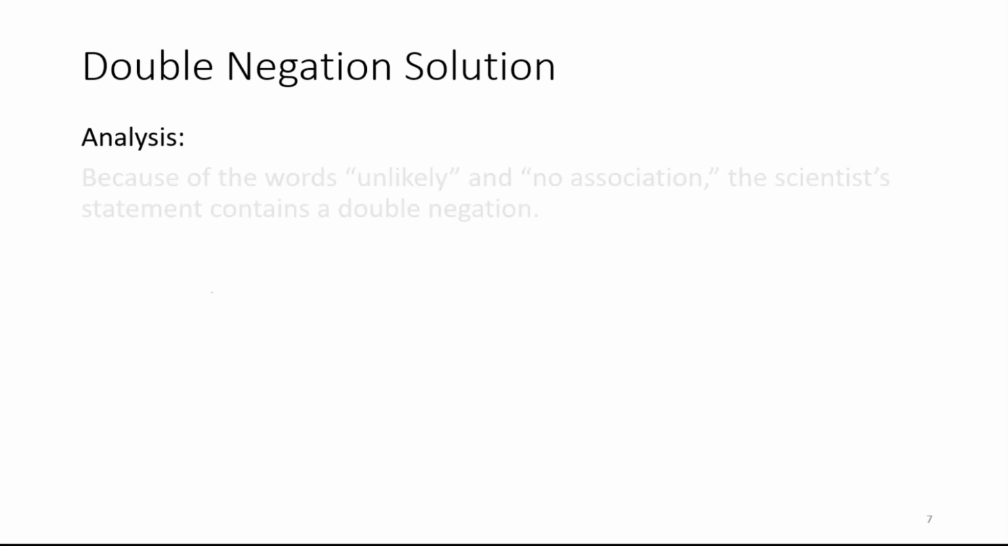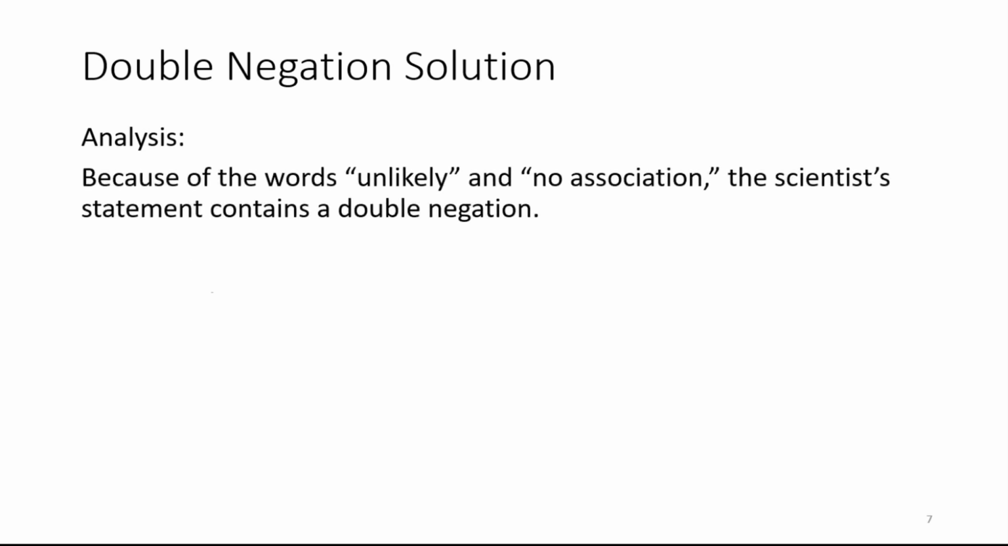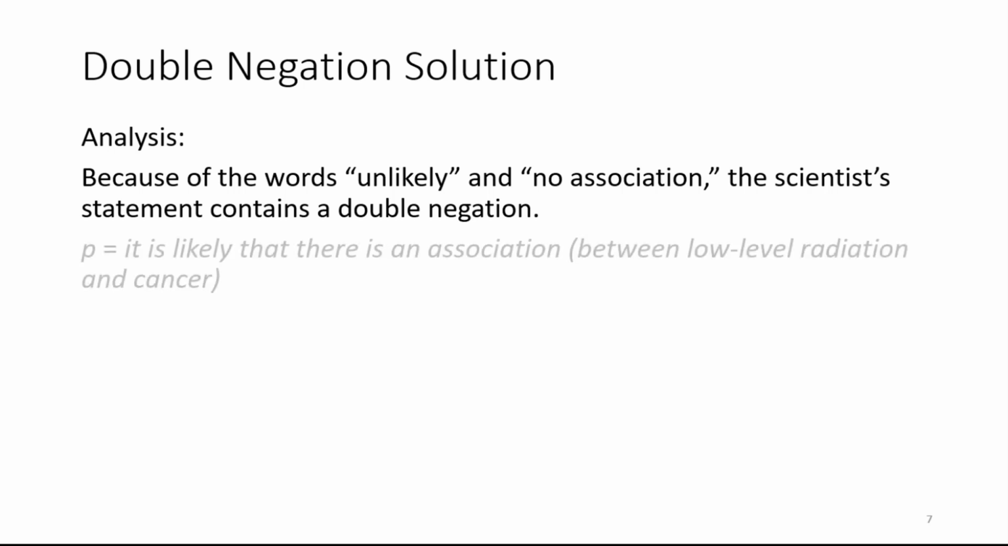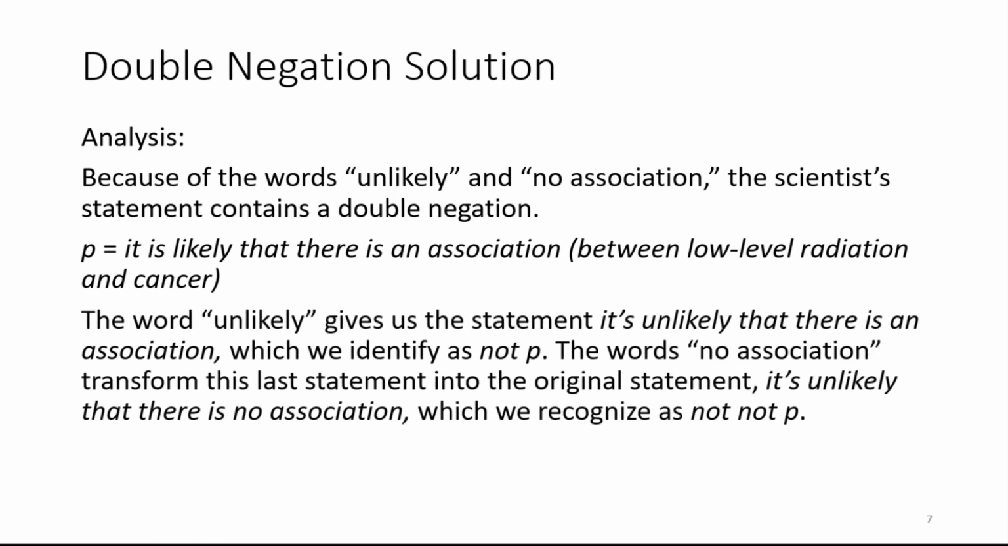Analysis. Because of the words unlikely and no association, the scientist's statement contains a double negation. P is the statement, it is likely that there is an association between low-level radiation and cancer. The word unlikely gives us the statement that it's unlikely that there is an association, which we identify as not P. The words no association transform this last statement into it's unlikely that there is no association, which we recognize as not not P.